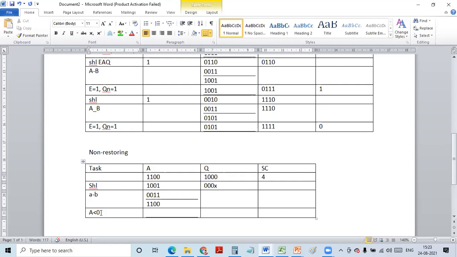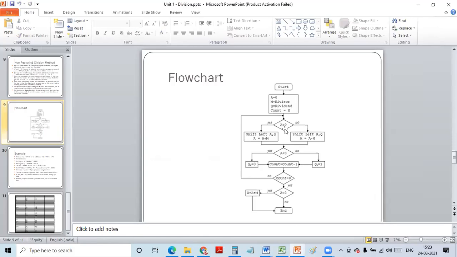So A less than 0 means you should not perform the subtraction, with which the Qn we will assume as 0. But as per our result we should get 1. See why we are having this: after shift left, the most significant bit which was 1 here, we are not taking into account. We have shifted it out. That thing is not there in the algorithm. Initially itself A is less than 0, so initially you have to subtract. That was the condition in the algorithm.